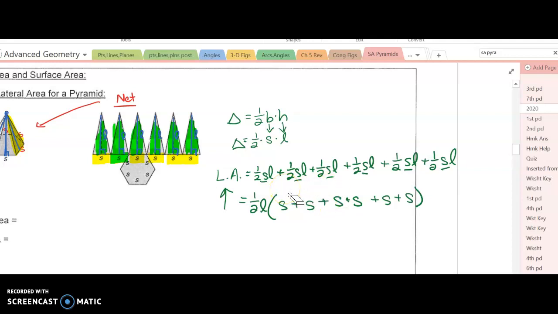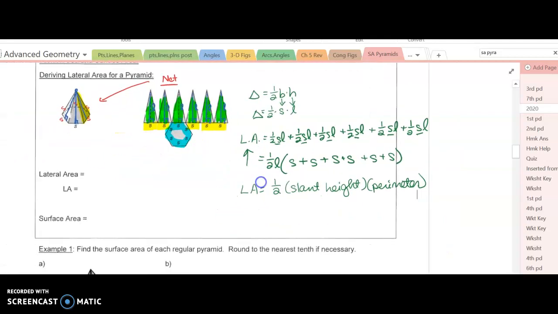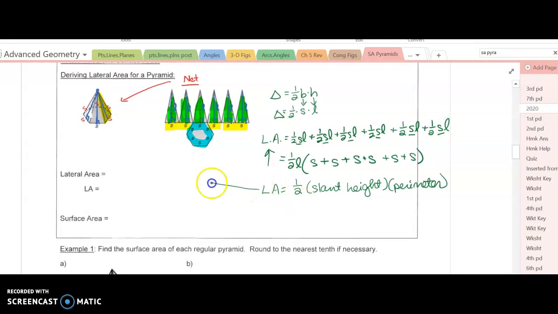Now let's think about this. Looking at our picture, what is all of these S's added up? Isn't that the distance around our hexagon? Isn't this the perimeter of our hexagonal base? And so that, my friends, is the shortcut for lateral area. We're going to call it 1/2 times the slant height, that's what the L was, times perimeter. So that's what goes here.